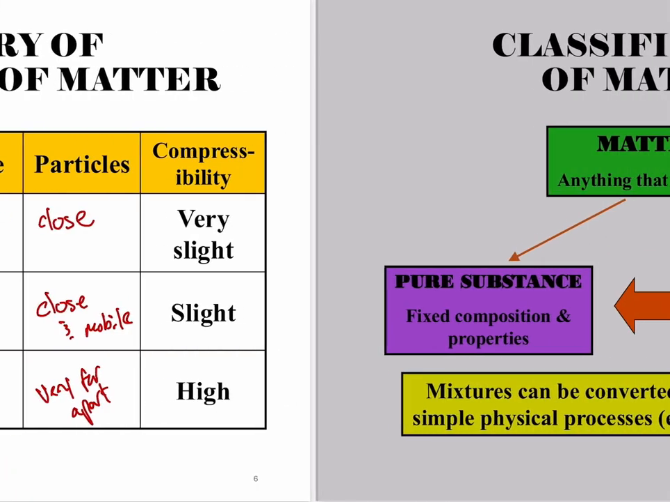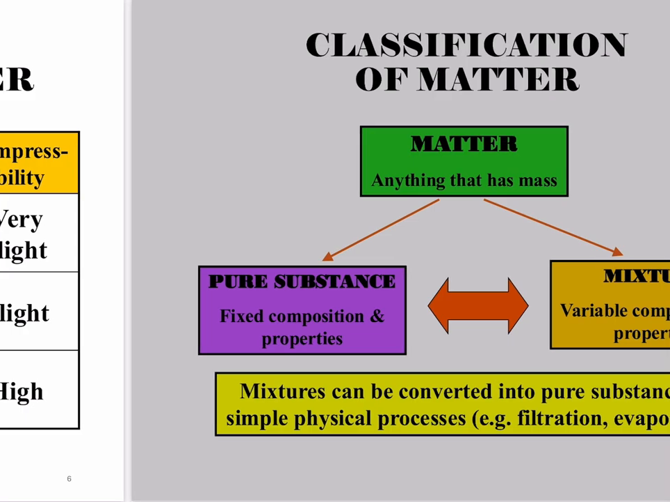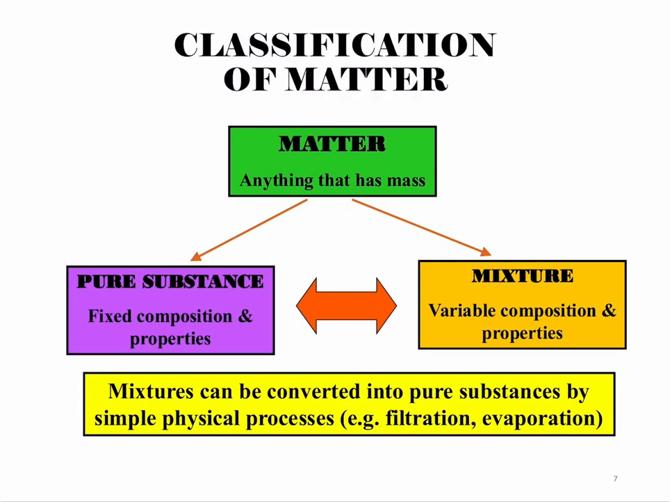So this is a relatively short lecture. Right, so our matter is going to be anything that has mass or energy. We can have two different categories for this. We can have mixtures, which are going to have variable composition and properties. And then we're going to have pure substances, which are going to have fixed composition and properties. All right, so mixtures versus pure substances. And so mixtures can be converted into pure substances by simple physical processes like filtration and evaporation.